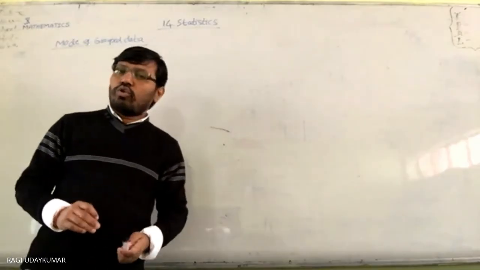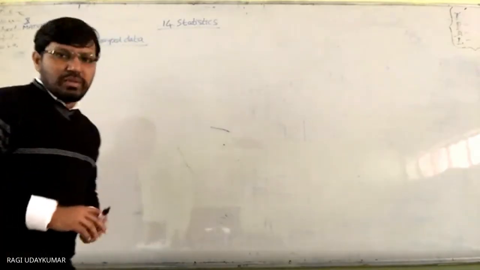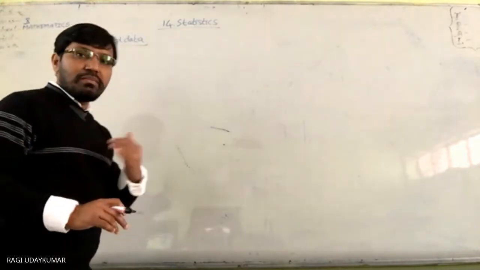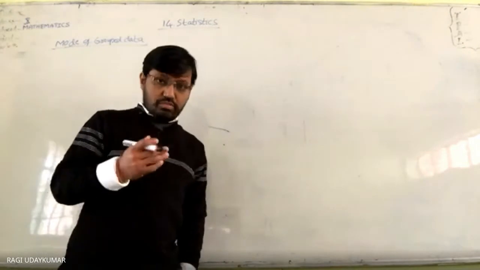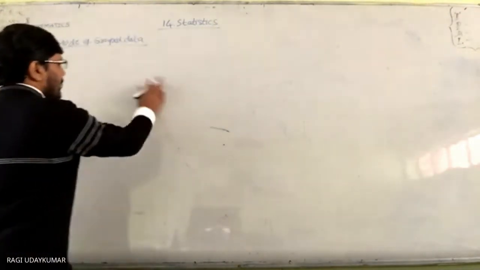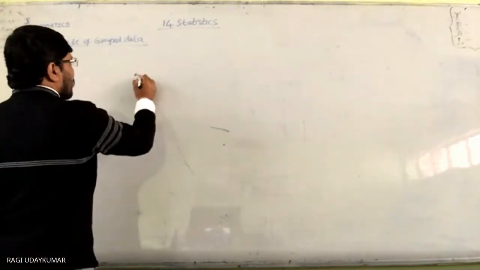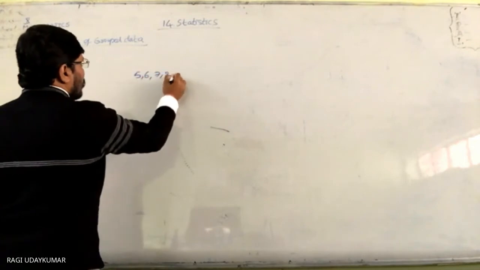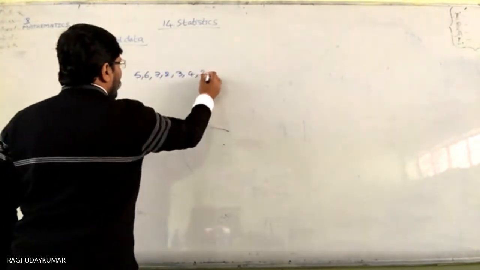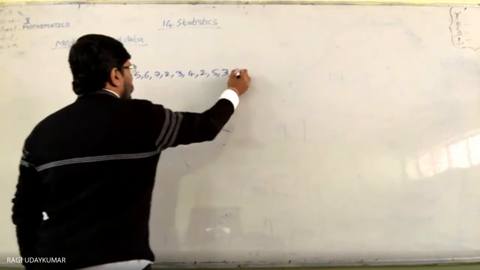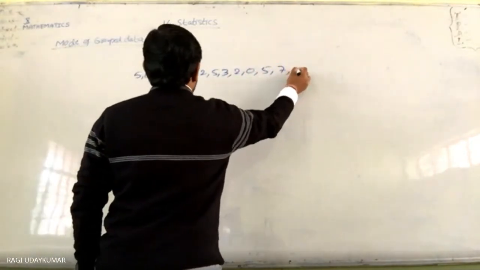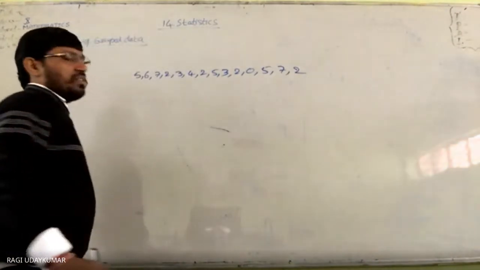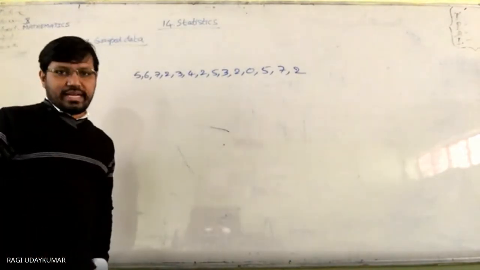Okay, mode of the data. What is meant by mode? Mode is nothing but the most number of times repeated value is called the mode of the data. Suppose you are taking any data into consideration: 5, 6, 7, 2, 3, 4, 2, 5, 3, 2, 0, 5, 7, 2. If you see, this data is ungrouped data.